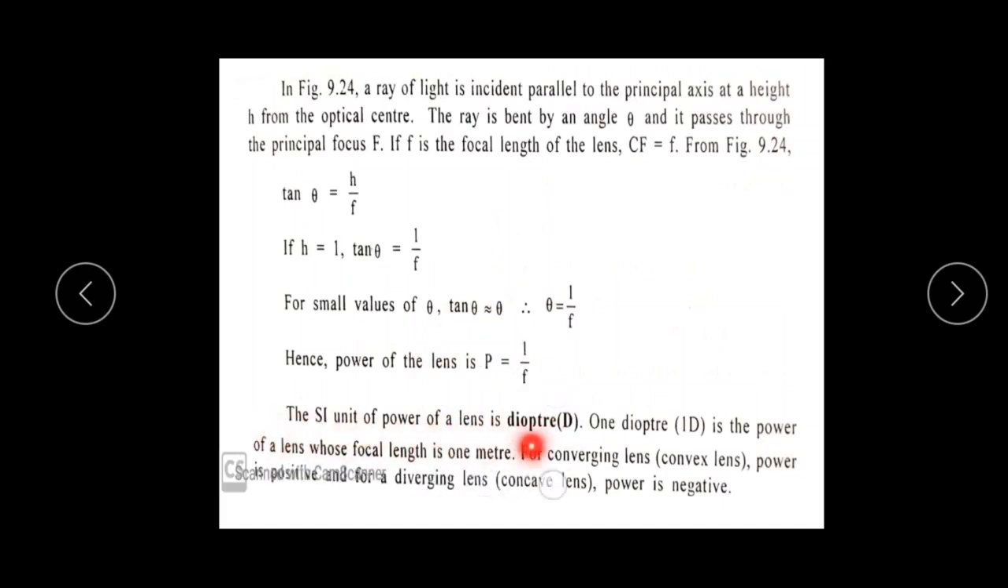The SI unit of power of a lens is the diopter, represented by capital D. One diopter is the power of a lens whose focal length is 1 meter. For a converging lens, the power is positive, and for a diverging lens, the power is negative. This is the concept of the power of a lens.